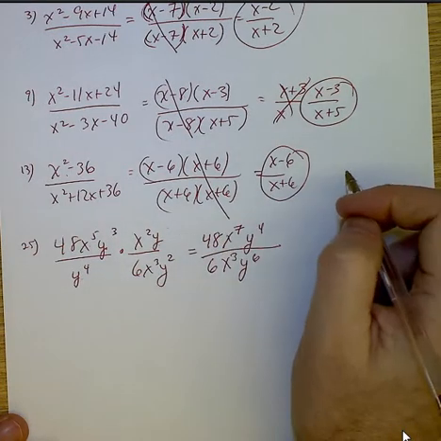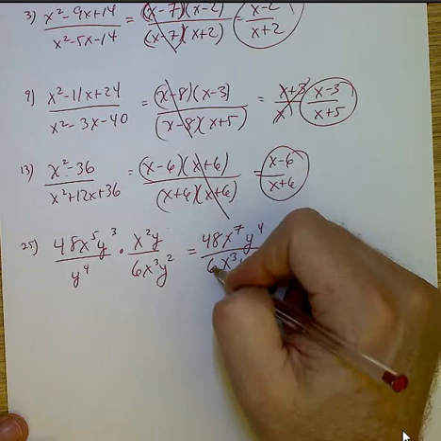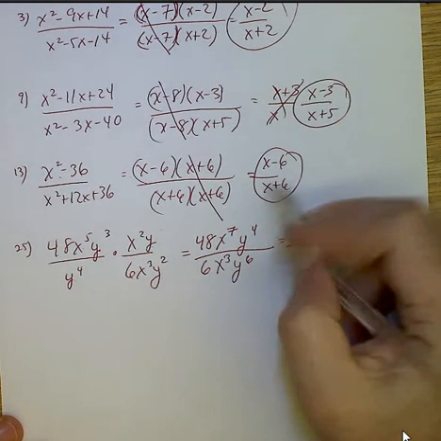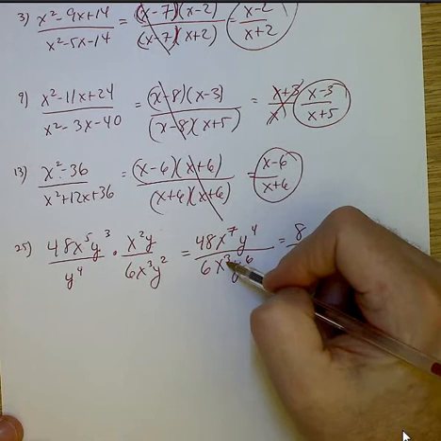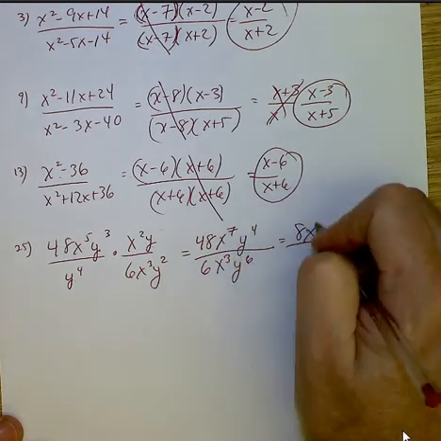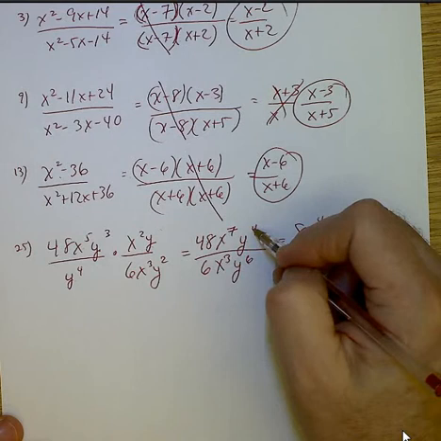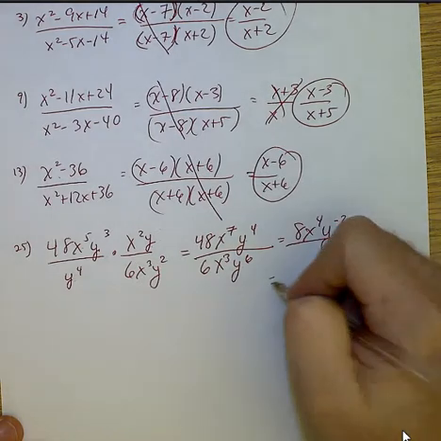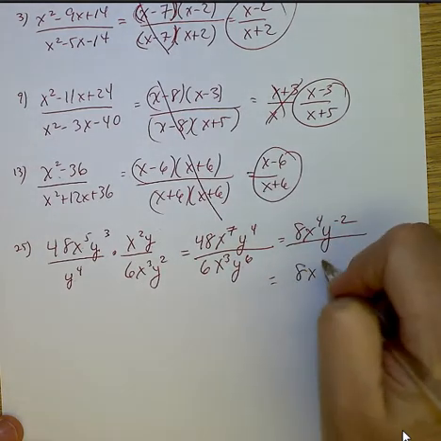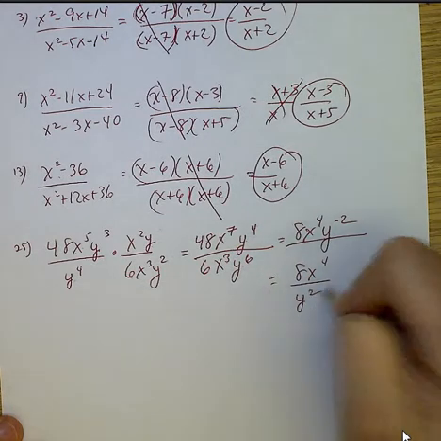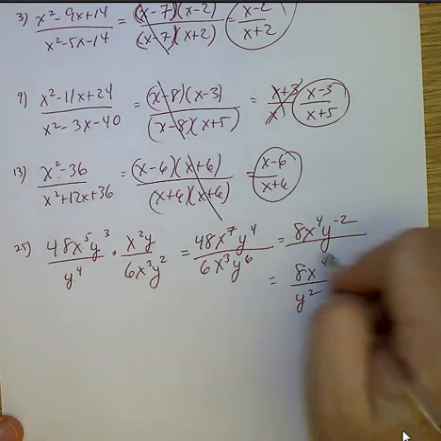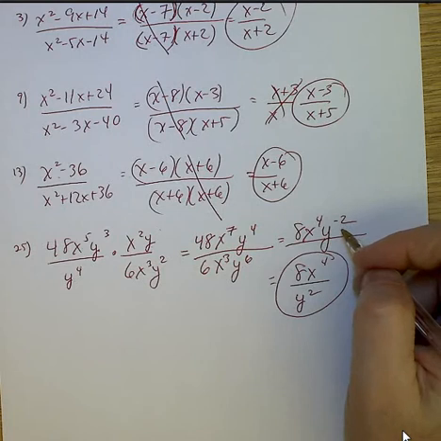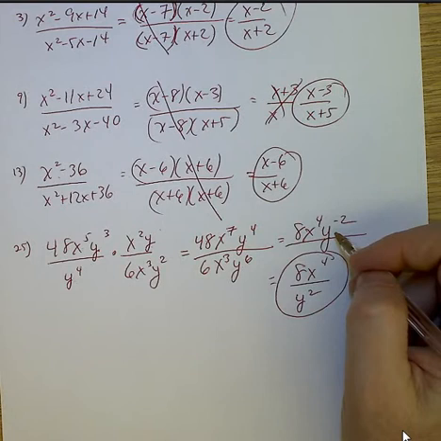Now we'll do division. 48 divided by 6 is 8. X to the 7th over x cubed, 7 minus 3 is 4. I subtracted the exponents. Y to the 4th over y to the 6th, subtract exponents, 4 minus 6 is -2. But I cannot leave a negative exponent, so I'll move the y to the -2 term down to the denominator as y squared, and that's your answer. So that's really all you do when it comes to division and multiplication.